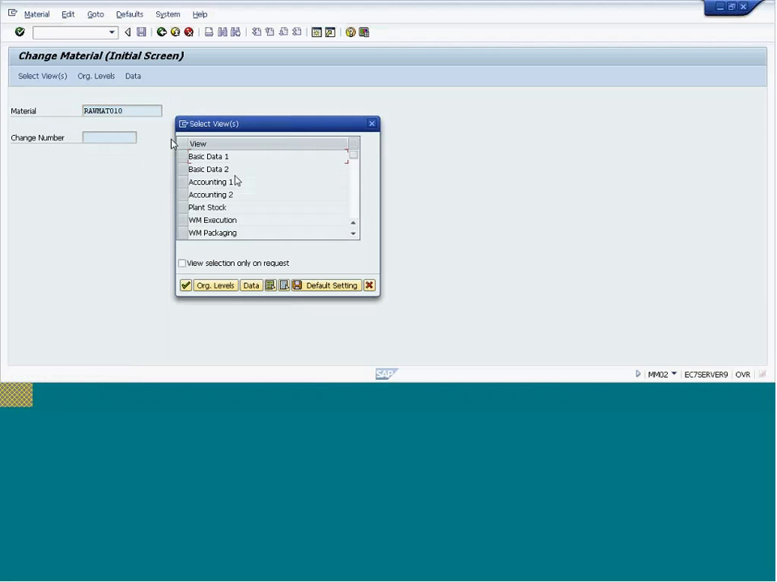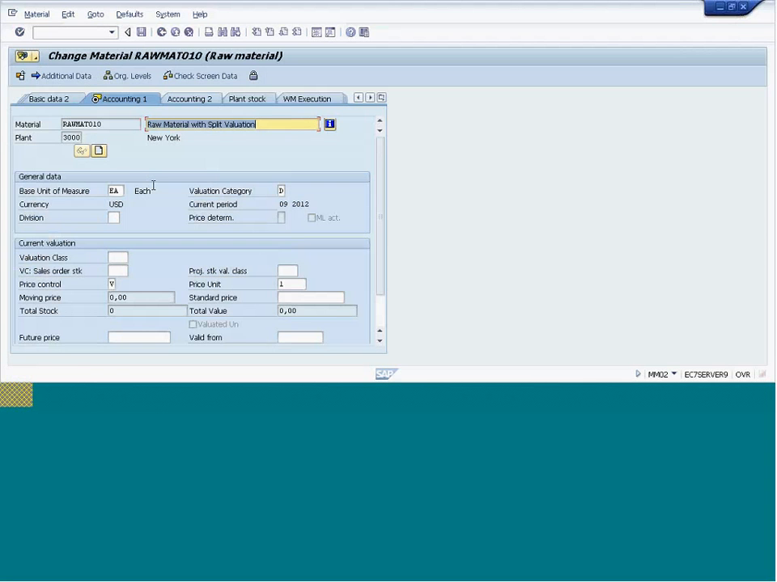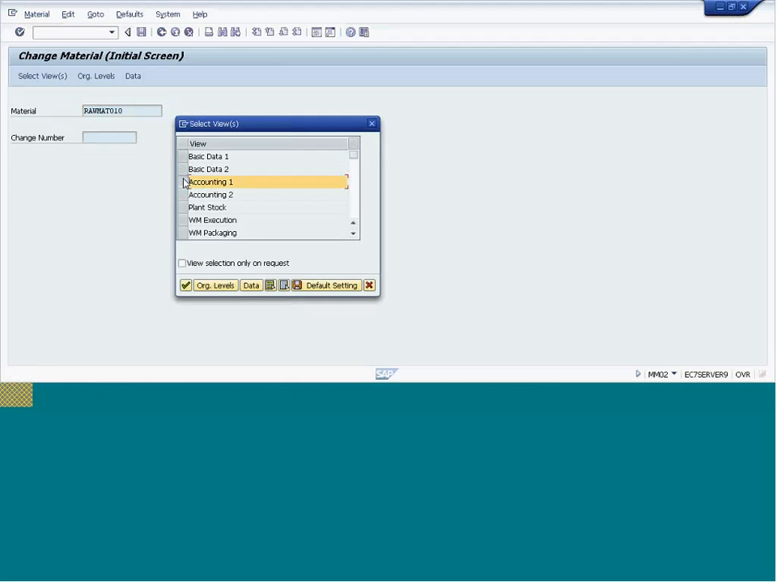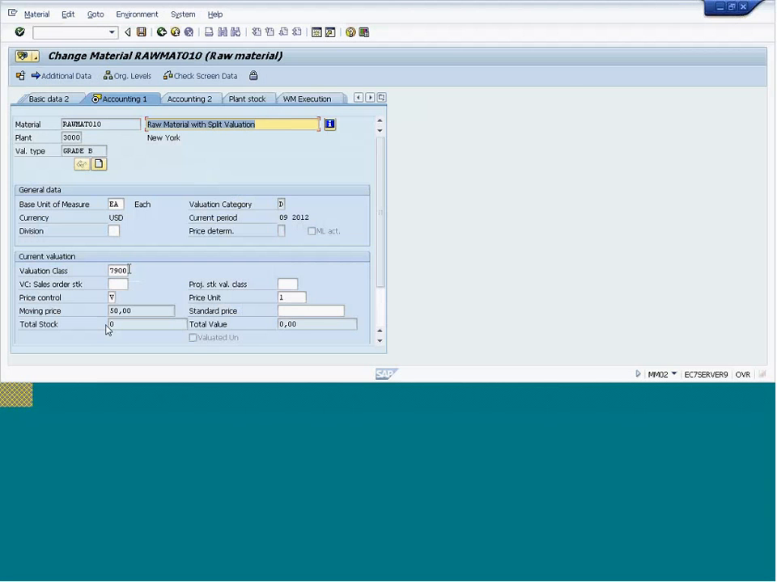If I say change, this material has three levels. One is the header level, and the others are at lower levels. For example, if I give 3000 here and don't give any valuation type, it goes to the higher level. But the moment I give the valuation type, it goes to the respective area of the valuation. So now let's procure this material.